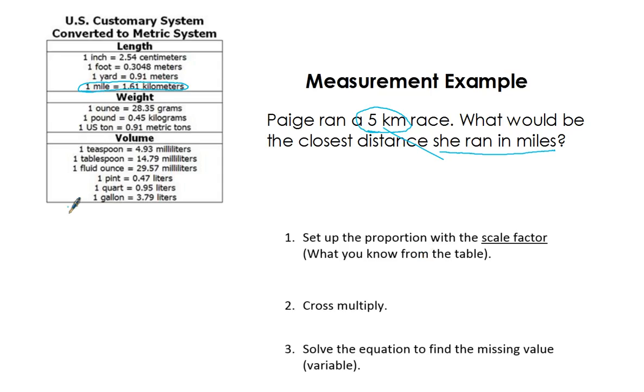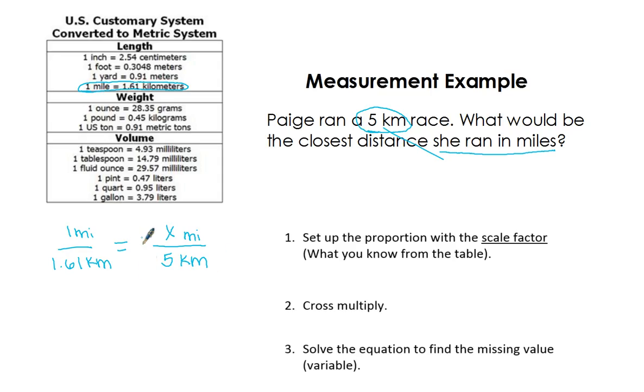So our scale factor, we just found it, is 1 mile over 1.61 kilometers. That's what we know. And then we're asked to find how many miles she ran, so that's going to be our x on the top here because we don't know how many miles she ran. And we know that she ran 5 kilometers, so that's going to go on the bottom. So there's our proportion, we've set it up.